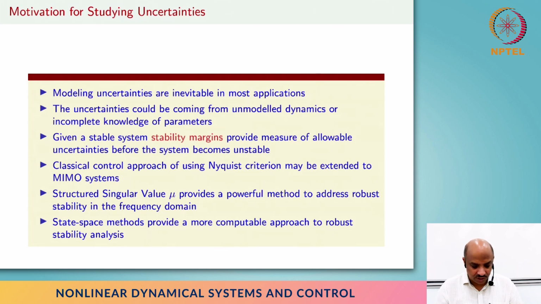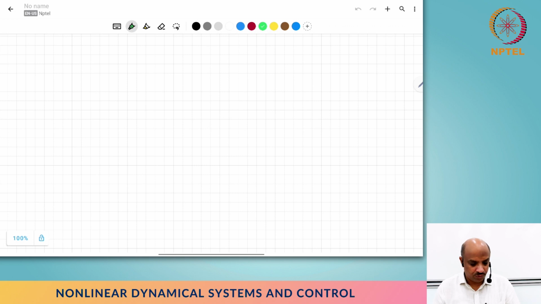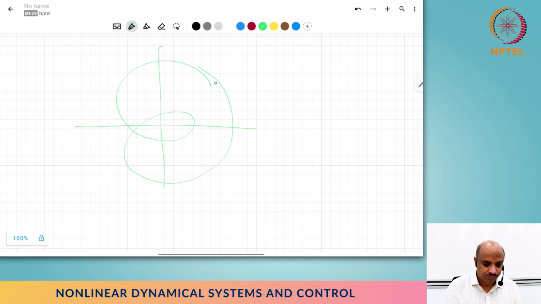So let's remind ourselves of a few things here. The Nyquist theorem depends on this nice plot called the Nyquist plot, right? I'm not getting into details and am assuming that you have seen the Nyquist plot. What is this plot? It is a plot on the complex plane.